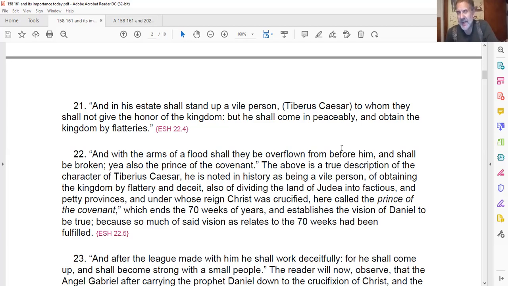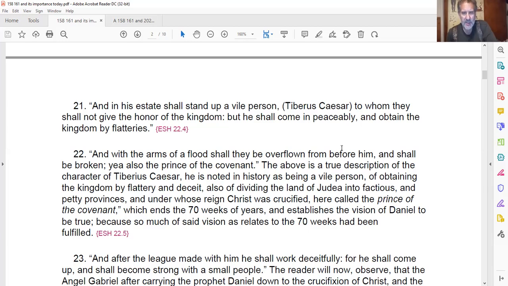And in his estate shall stand up a vile person, Tiberius Caesar, to whom they shall not give the honor of the kingdom, but he shall come in peaceably and obtain the kingdom by flatteries. And with the arms of a flood shall they be overflown from before him, and shall be broken, yea, also the prince of the covenant. The above is a true description of the character of Tiberius Caesar.